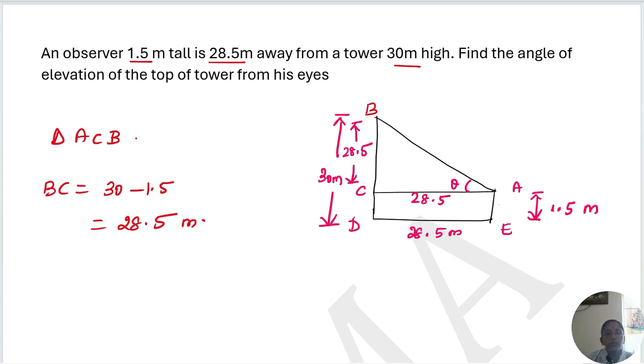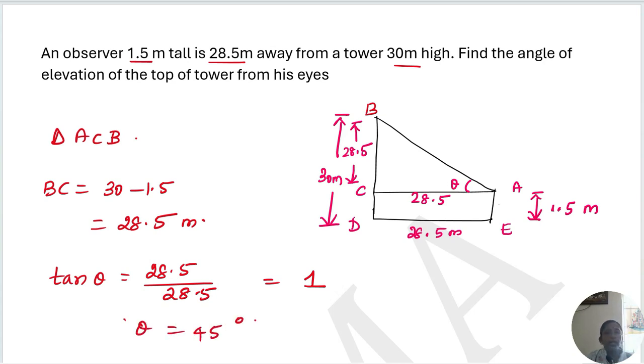And in this triangle, if I want to find out theta, tan theta is equal to the opposite side 28.5 divided by the adjacent side, which is also 28.5, which is equal to 1. So tan theta is 1, in the sense then theta is equal to 45 degrees. So that is the angle of elevation for this problem.